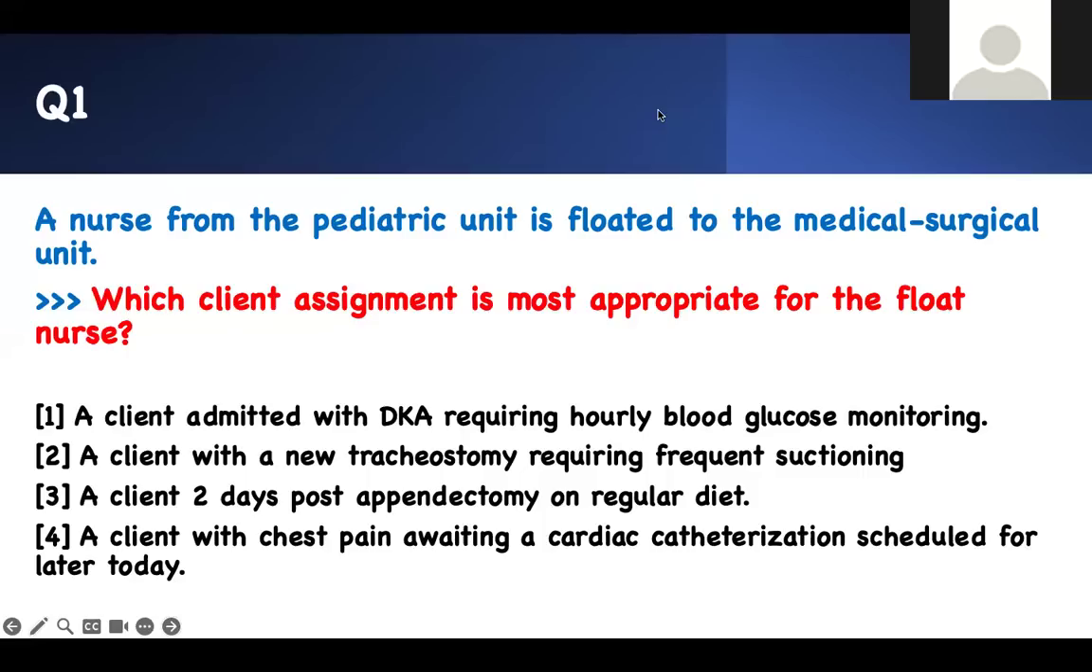A client 2 days post-appendectomy on regular diet. They just had surgery to remove the appendix. Any nurse can take care of a patient who just had an appendectomy. Appendectomy is common, whether kids or older patients, and the patient is already eating. All they need to do is just give the kid food. A client with chest pain awaiting cardiac catheterization scheduled for later today. Cardiac catheterization is a specialized treatment, right? The nurse has to teach them pre-operative findings and then post-operatively what to watch for. A nurse from a pediatric unit is not suited for that. So for this patient, number 3 is the right answer.